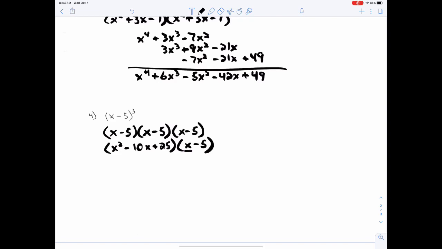So I'm going to distribute the x to the first factor and get x cubed minus 10x squared plus 25x. Then I'm going to take the negative 5 and distribute it. So we get negative 5x squared plus 50x minus 125.